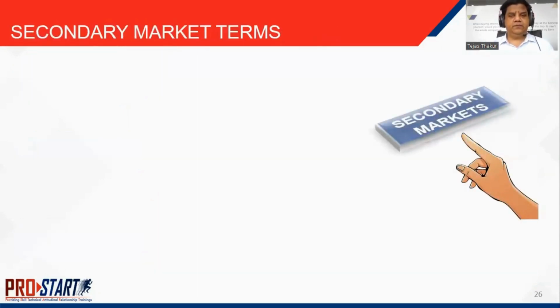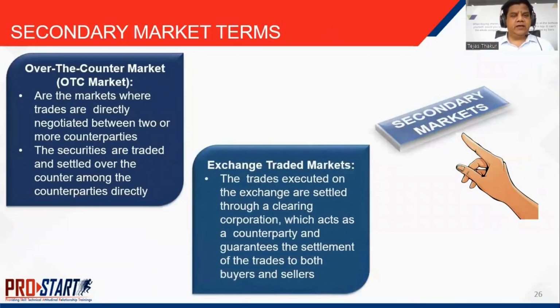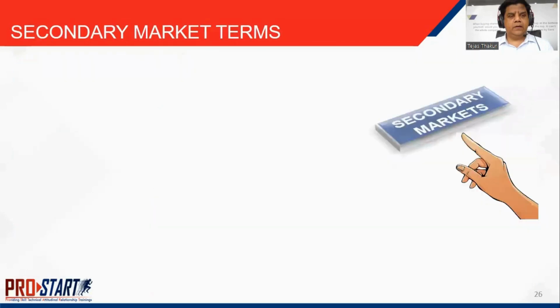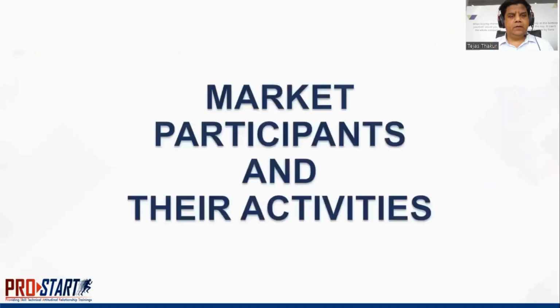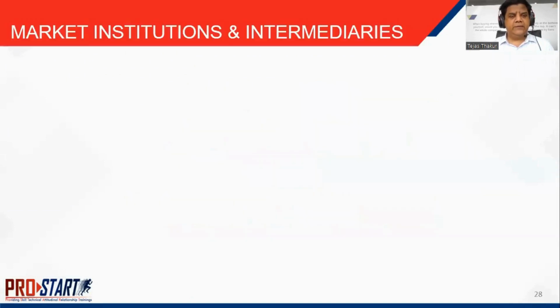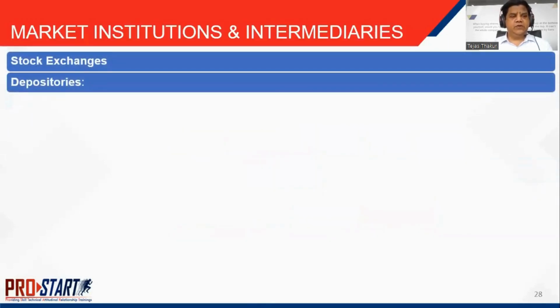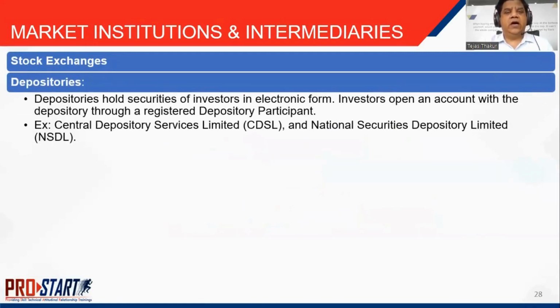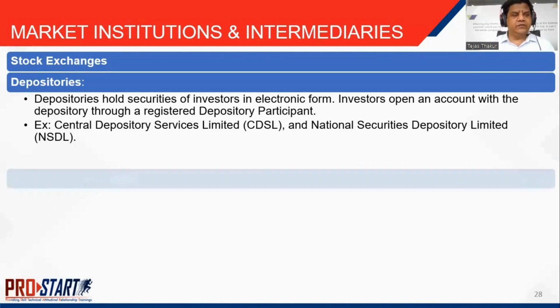Secondary market. So you have the OTC market and the exchange traded market here. So let's look at the market participants and their activities. So obviously you have the stock exchanges, depositories. What are depositories? Depositories are something which holds securities of investors in a demat or an electronic format. You can open a depository account with the depository through a depository participant. CDSL, which is Central Depository Services Limited, and NSDL, which is National Securities Depository Limited, are two examples of depositories.